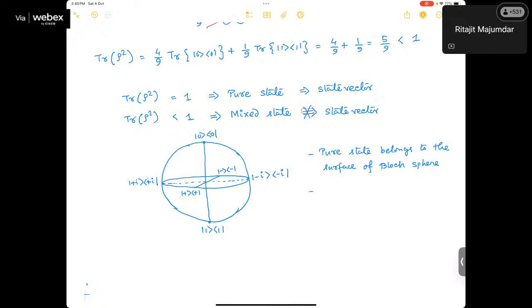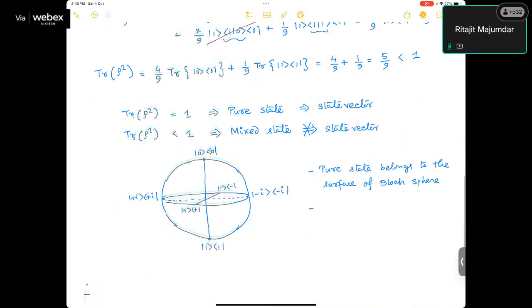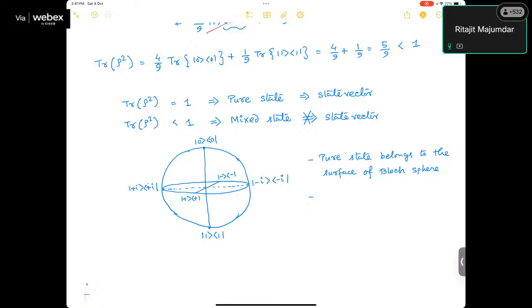Mixed states. So if you look into this state, what is it telling us? That it is a mixture of 0 and 1. It is closer to 0, a bit farther from 1. It's 2/3 towards 0, 1/3 towards 1. So if we look into something like this, say it is 1 minus p towards 0, and this thing downwards, this is p. So my rho actually belongs here. It is a mixed state, and it belongs inside the surface of the Bloch sphere. It is inside the Bloch sphere. It is not on the surface of the Bloch sphere.